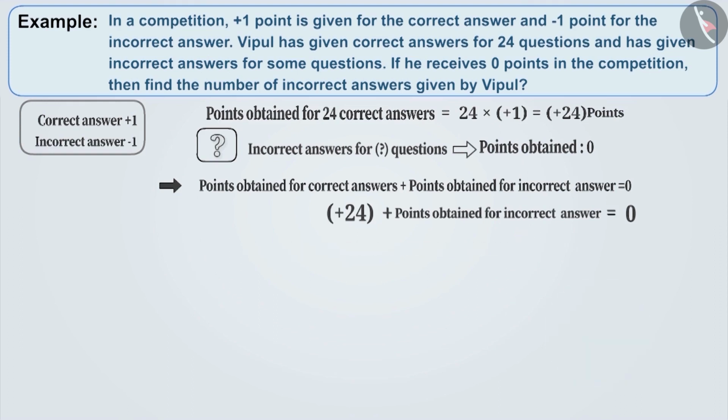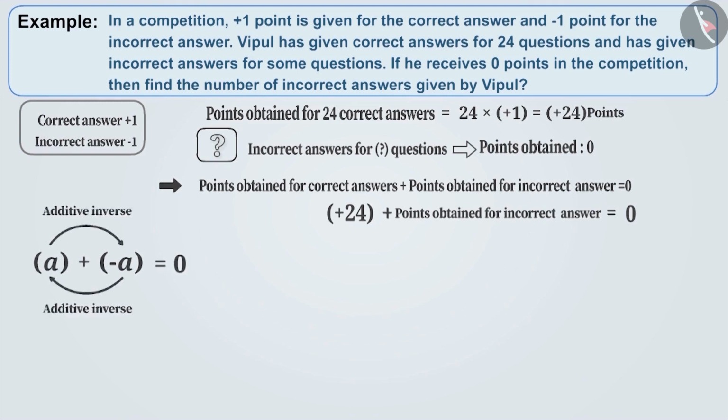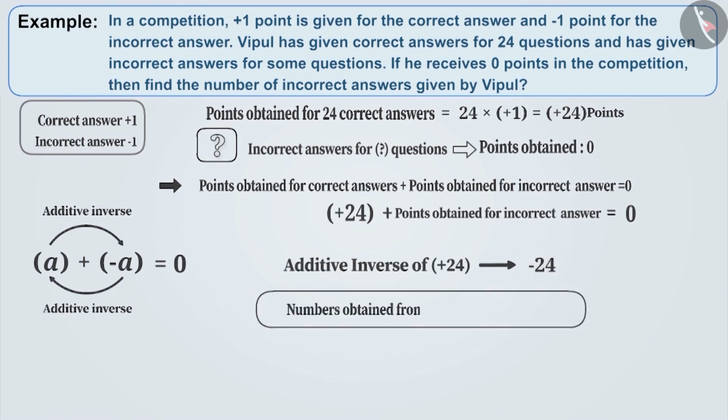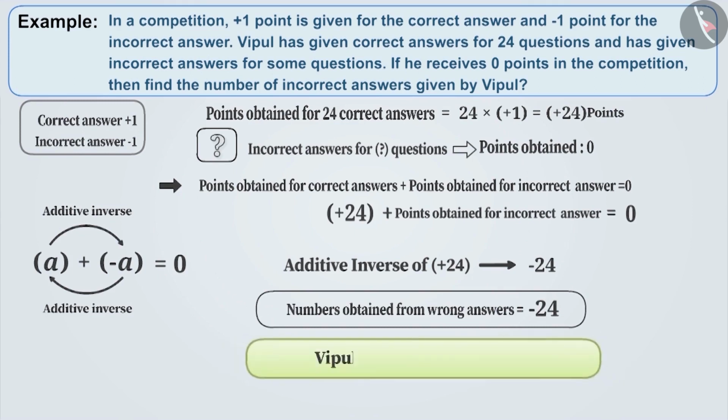Let me tell you. Addition of any two integers is 0 when both the integers are additive inverse of each other. Additive inverse of plus 24 can be obtained by changing its sign, which will be minus 24. Therefore, we can say that Vipul has received minus 24 points for incorrect answers. Since for each incorrect answer, minus 1 point is given, Vipul must have answered 24 questions incorrectly.